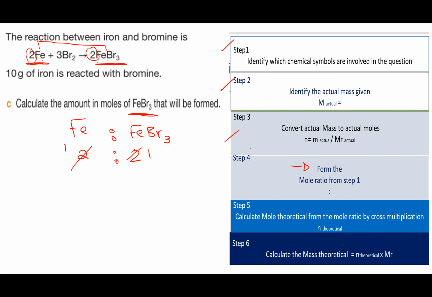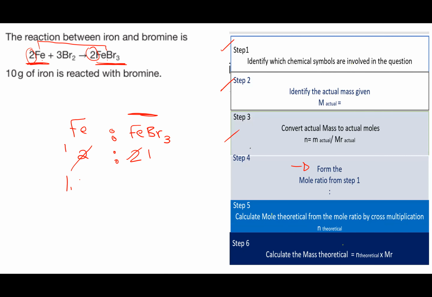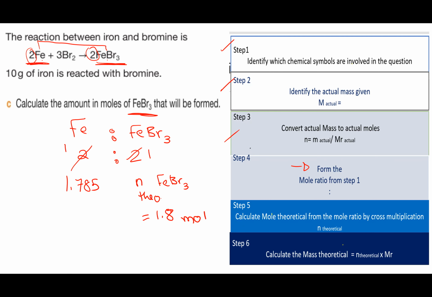It reduces. And then I'm going to go back and check what it was, 1.785. So I'm just going to write here 1.785, and n theoretical of FeBr3 is basically going to be the same value because we have a mole ratio of 1 to 1. So that's going to be 1.7, and I'm going to round it to two significant figures, moles. Okay, so that's it. So far, we're doing mole to mole changes.